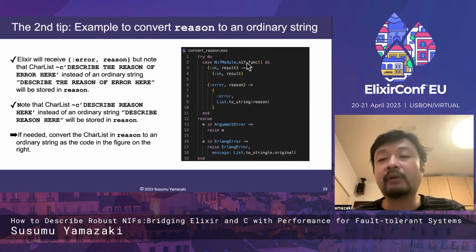Here is the call to the NIF function. Here is the OK result. And here is the error and reason. The reason is converted by List.to_string. Here is an ArgumentError case and an ErlangError case. In the case of an ErlangError, the message is converted by List.to_string.